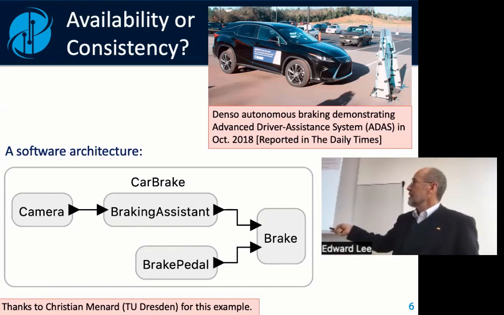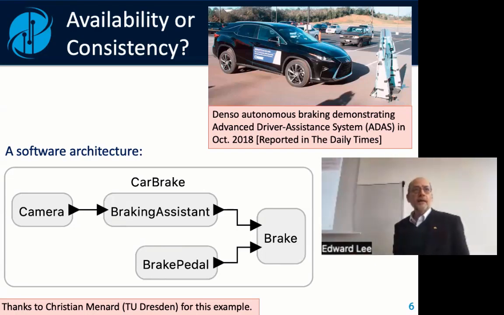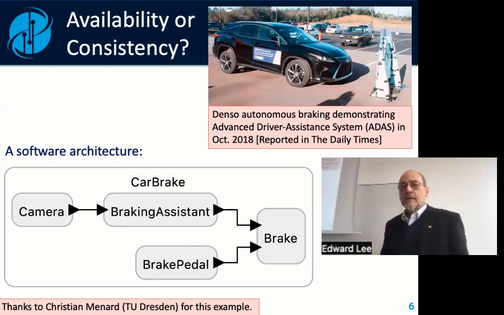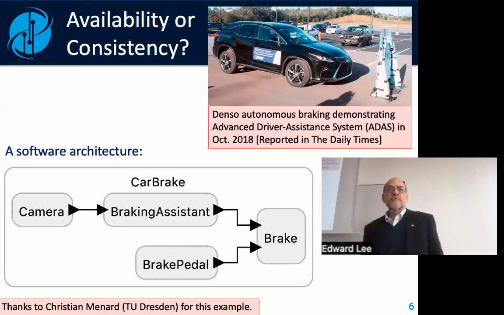And then it's determining whether or not there's a pedestrian there, and then applying a signal to the braking subsystem to apply the brakes. But in this particular example, you also have a brake pedal in the car, and that's got a sensor that can also apply a stimulus to the braking system. So now the question is, should this system emphasize consistency or availability?